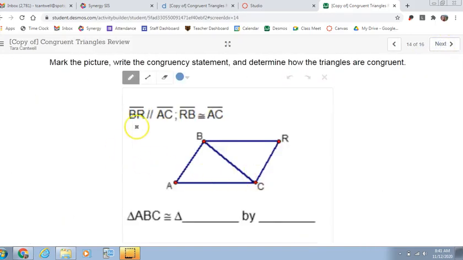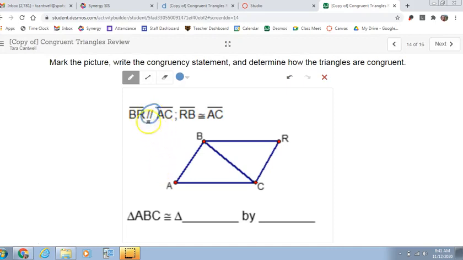For number 14, we have BR is parallel to AC. So let's talk about that. BR is parallel. That means that the top and the bottom are parallel to each other. Now, parallel doesn't have to mean congruent. This other statement that comes right here says RB is congruent to AC. That actually tells us they're the same length. But parallel does not mean that the segments are congruent to each other.